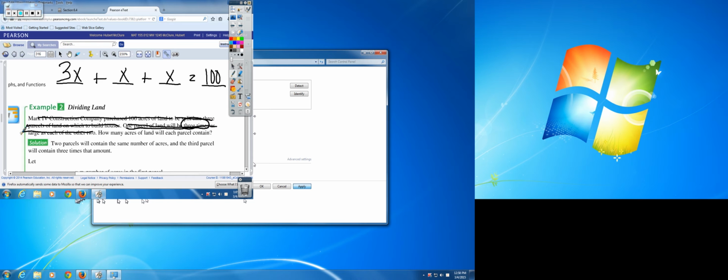So now you just do the math, do the algebra. And what's 3 plus 1 plus 1? 5x is equal to 100. Divide by 5. Divide by 5. X is equal to what? X is equal to 20. So you got a 20 acre parcel here. You got a 20 acre parcel here. And what do you got here? 60 acres. So 60, 20, and 20.